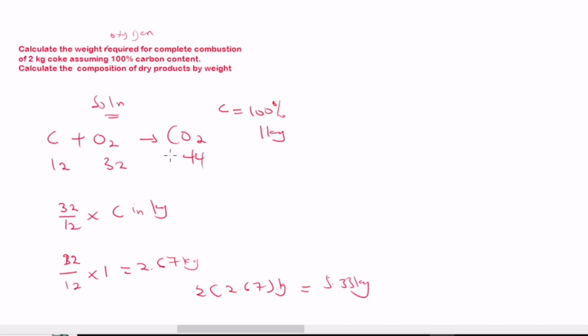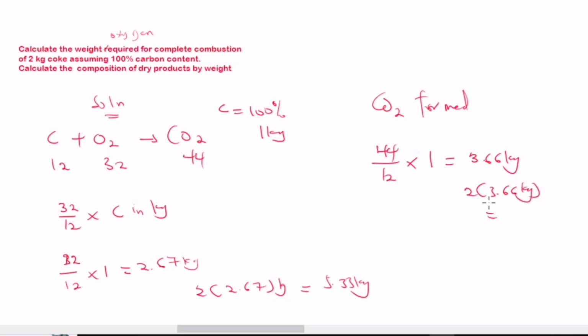Now they ask us to calculate the composition of the dry product. For the composition of dry product, we know that the dry product here is carbon dioxide formed. To find the dry product by weight, we have 44 over 12 times 1, which will give you 3.66 kilogram. Since it's 2 kilogram of coke, you multiply it by 2, 2 times 3.66, which will give you 7.32 kilogram. Let's note this very well.